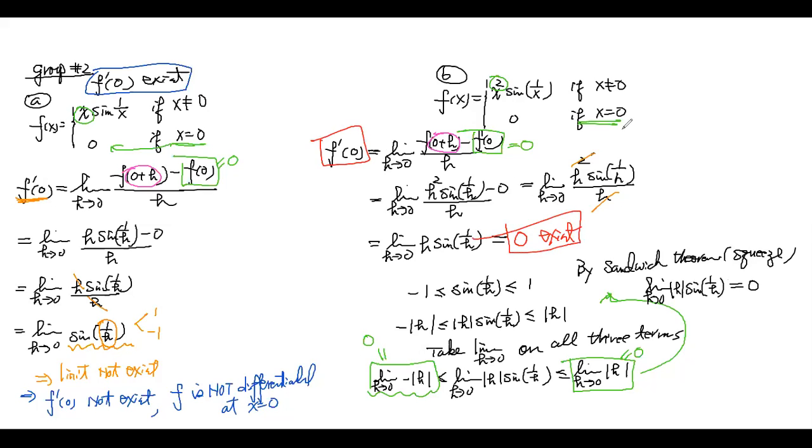If it exists, what does that mean? That means f prime of 0 exists. If f prime of 0 exists, what does that mean? That means f is differentiable at x equal to 0.